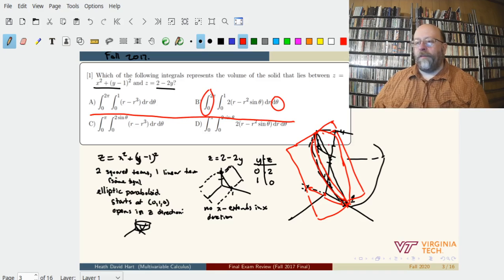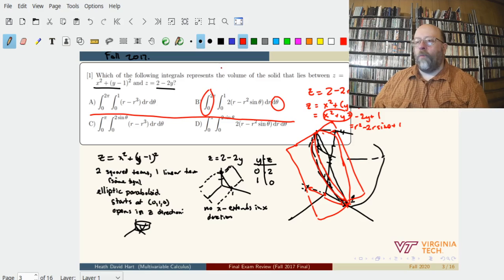And so now what we have to do is figure out what this equation is. The top equation is z equals 2 minus 2y. That's the same thing as z equals 2 minus 2r sine theta. And then the bottom function is z equals x squared plus (y minus 1) squared. So that's going to be the same thing as x squared plus y squared minus 2y plus 1. And so this is r squared minus 2r sine theta plus 1. And then when I subtract the top minus the bottom function, 2 minus 1 will be 1.